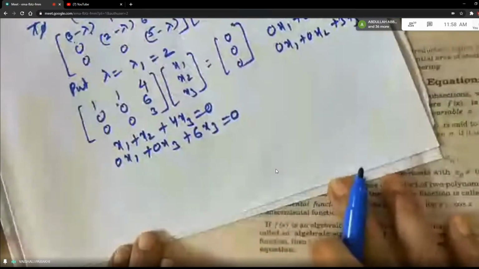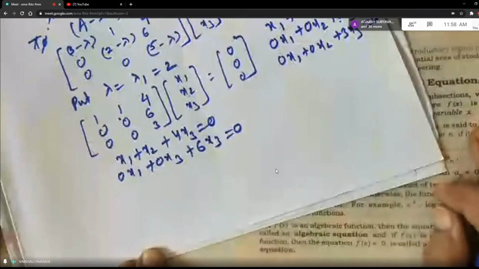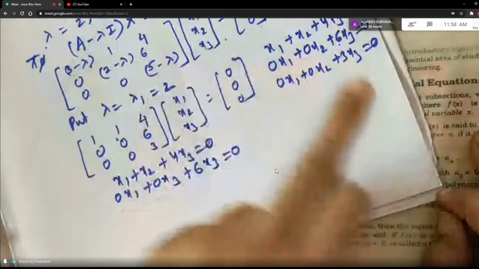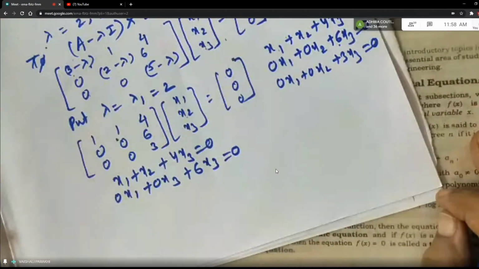Now look here, students. What did I do? First, I wrote the matrix equation. I replaced lambda by the eigenvalue. Then I wrote three equations.